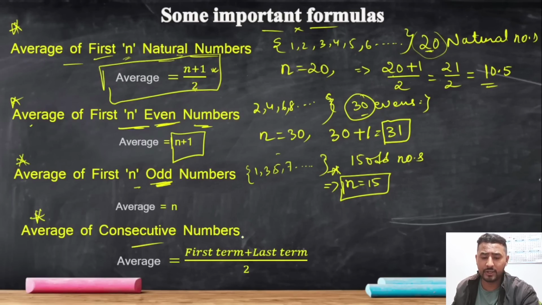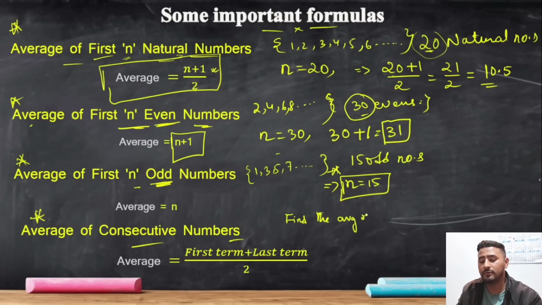Average of consecutive numbers. Now, what is a consecutive number? Say, if I tell you 1, 2, 3, 4, 5, these are all consecutive numbers, side by side numbers, right? But sometimes it might be given, find the average of numbers.